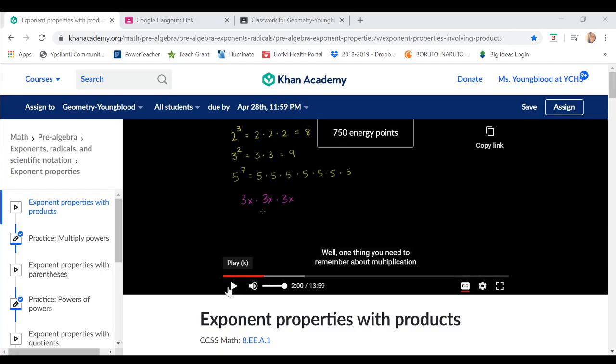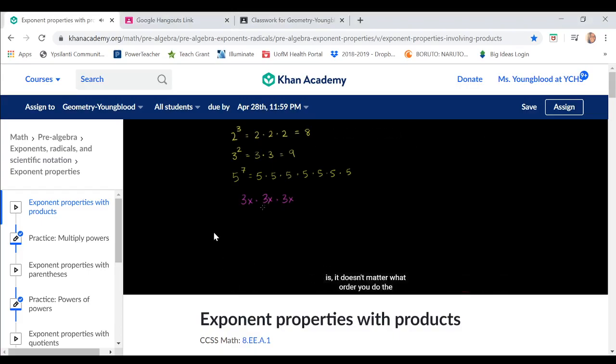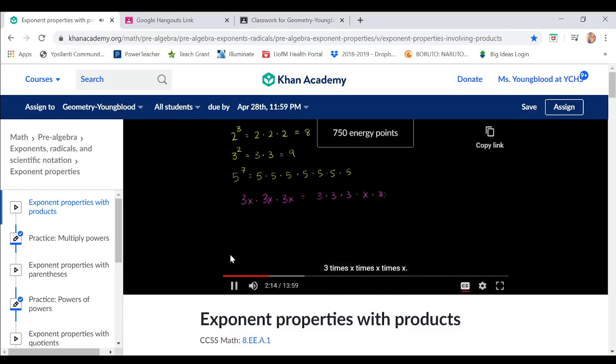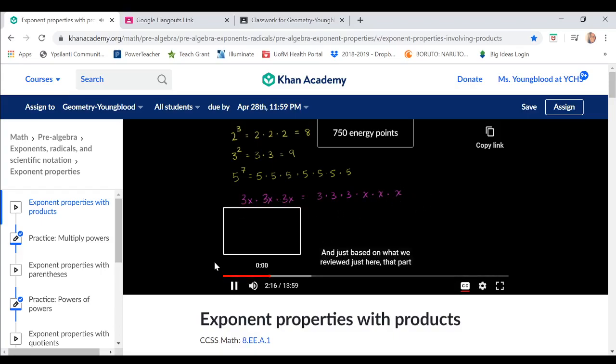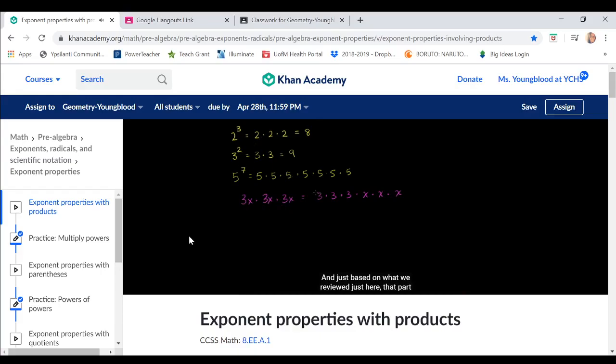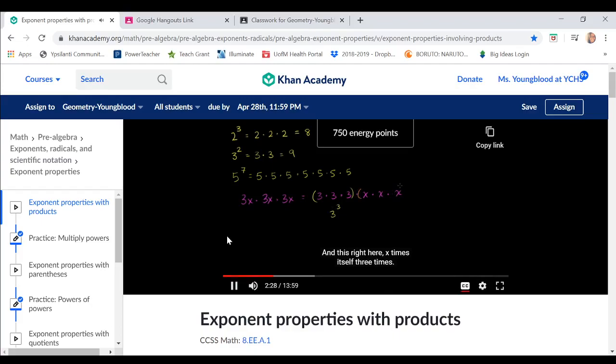Okay, so now we're going to see how Sal approaches this. Remember about multiplication, it doesn't matter what order you do the multiplication in. So this is going to be the same thing as 3 times 3 times 3 times x times x times x. So all Sal did was regroup. He put 3's together, there are 3 3's, and all of the x's together, there are 3 x's. And just based on what we reviewed just here, 3 times 3 3 times, that's 3 to the third power. And x times itself 3 times, that's x to the third power.